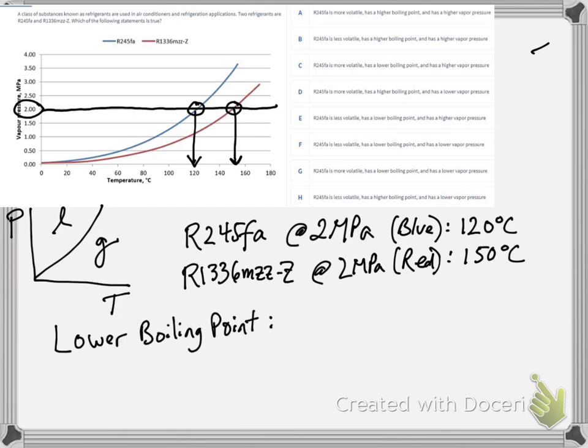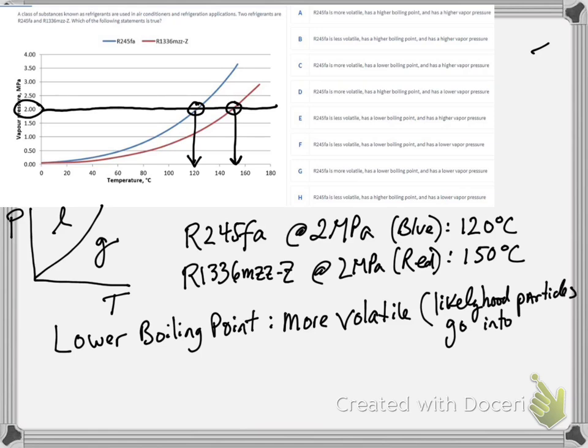Well, the first thing it means is that it's more volatile. Volatility is a measure of the likelihood, at any given temperature, to put particles in the gas phase. Something like alcohol is volatile as it goes into the gas phase readily at room temperature, while water is not very volatile. It can sit there for a while and still not go into the gas phase. So something that has a lower boiling point is more volatile. At any given temperature, it puts more particles into the gas phase.